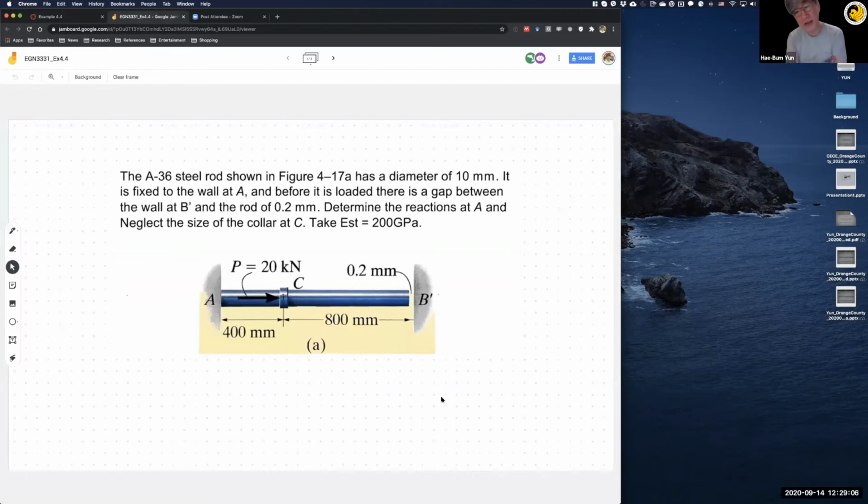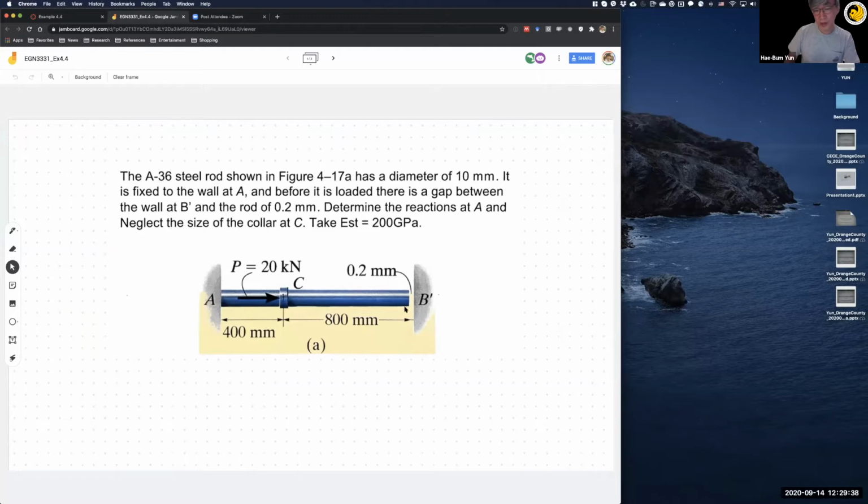We have this interesting problem. We have a bar, a steel rod. As you can see, at A this is a fixed end, and at point C there is a force applied to the right of 20 kilonewton.